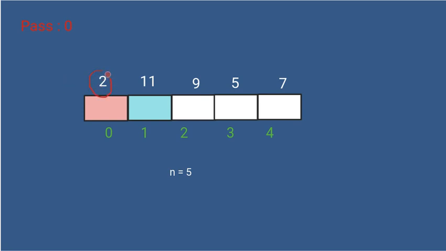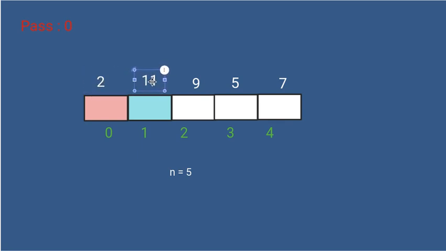So we'll say the current element is 2, and the next element, which we'll refer to as next, is whichever element comes next to the current element. So in this case it's 11. We'll start by checking: is our current element greater than the next element? No, it's not. If it's not, it's going to remain there.